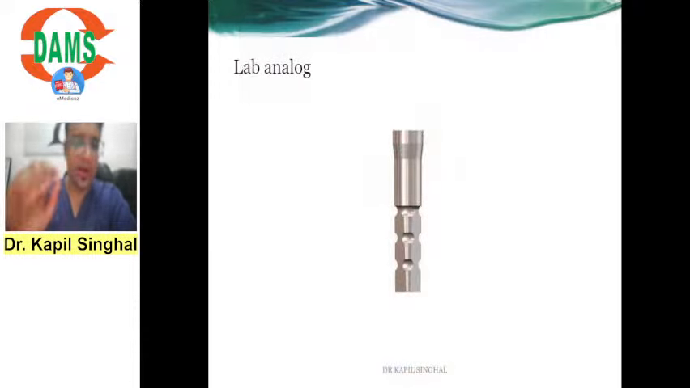So the next component that you may require is known as a lab analog. If you see this picture, you should recognize it. This is a lab analog. He may ask you, what is a lab analog? A lab analog is basically an implant replica, a copy of the implant. So it is an implant replica.